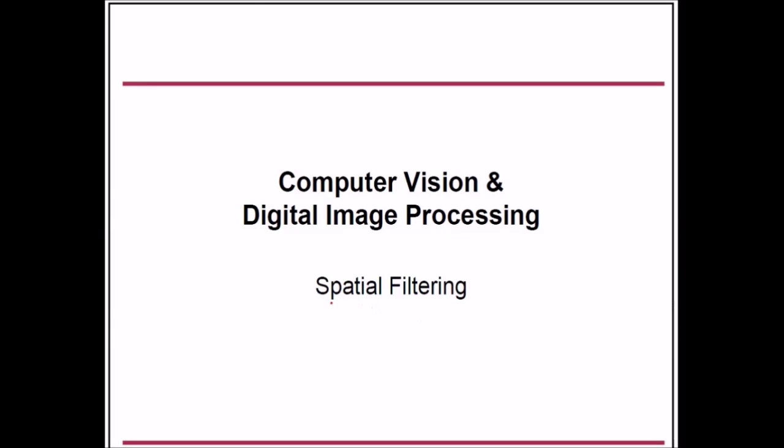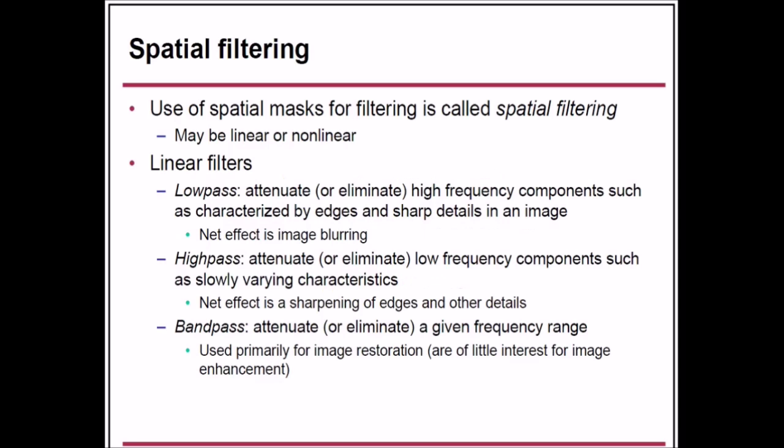So let us talk about spatial filtering. The use of a spatial mask for filtering is called spatial filtering. We have earlier talked about this spatial mask, or window, or template, or kernel. All these terms have the same meaning, and they may be linear or non-linear. So what is linear and what is non-linear? Let us start with some linear filters.